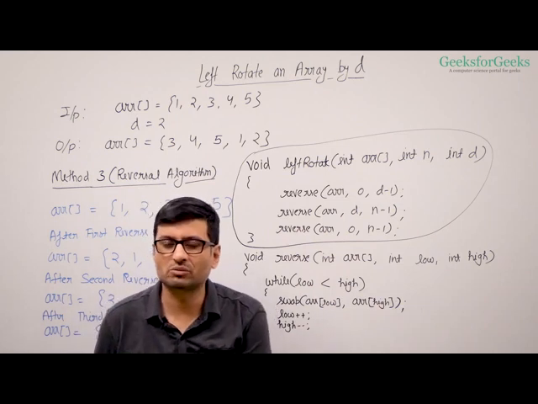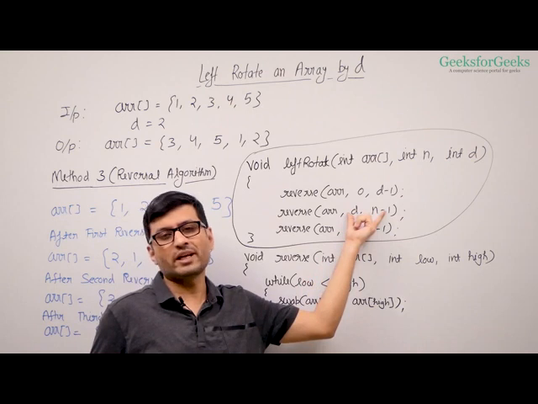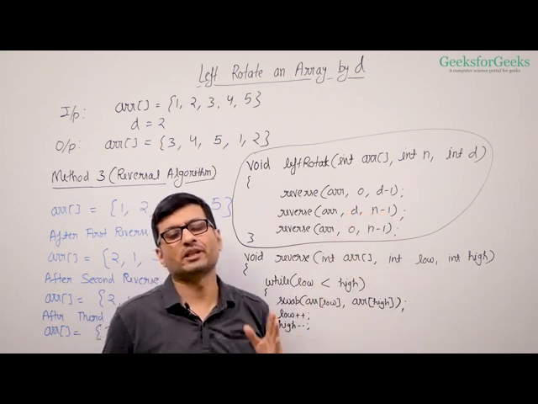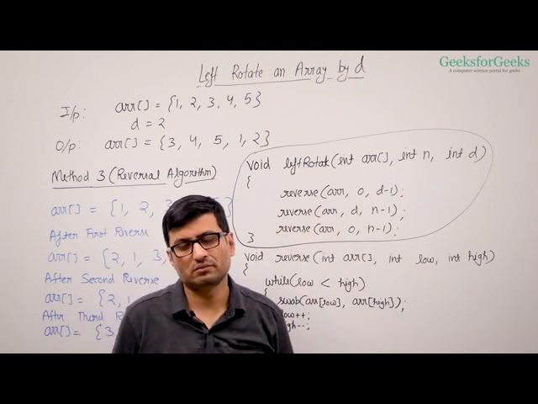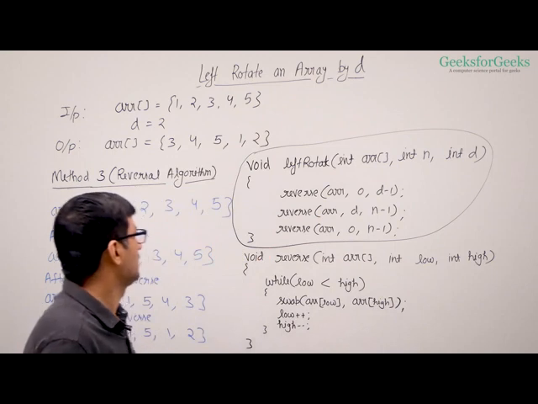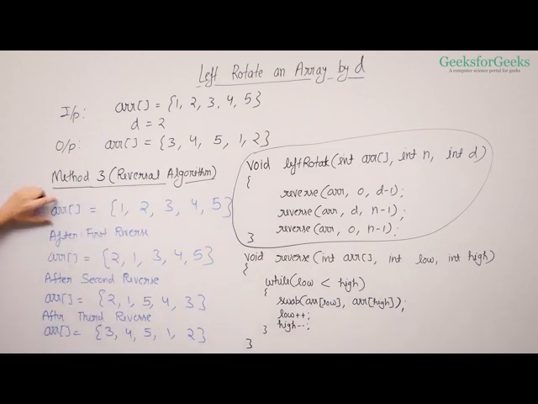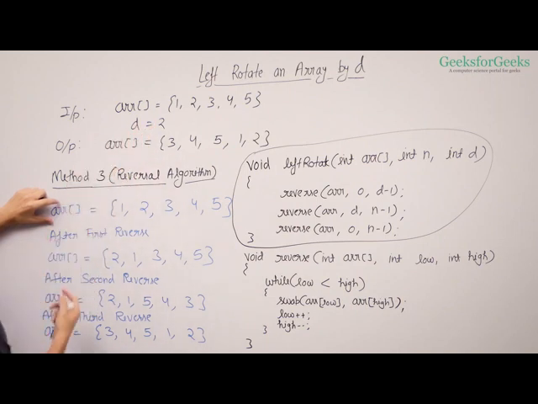Index 0 to d minus 1 means the first d elements. Then reverse the remaining n minus d elements from index d to n minus 1. Then reverse the whole array, and you get the rotated array. Let's see how this works. So here is an example. We have an array of 5 elements as shown there, and d is 2.